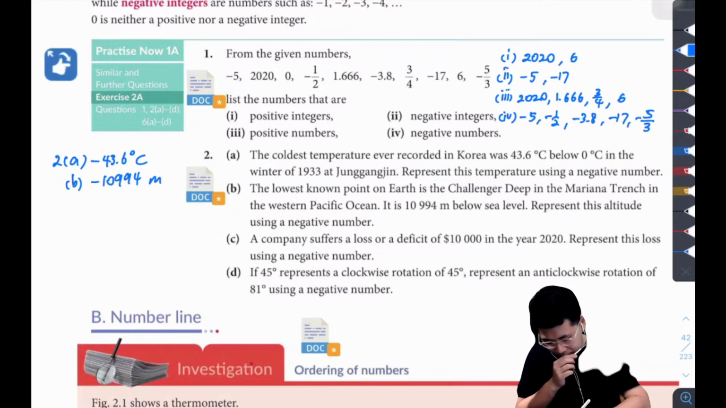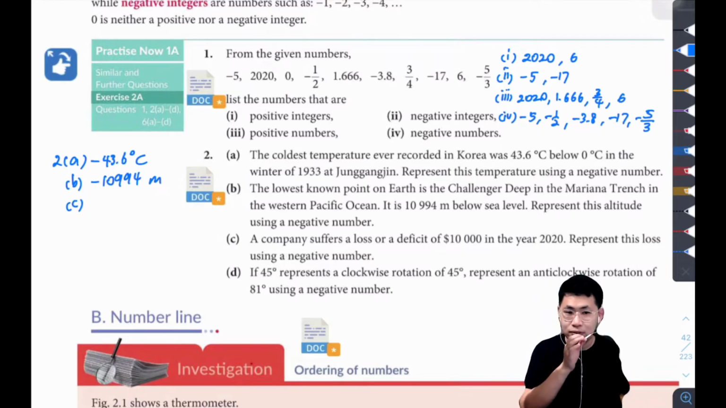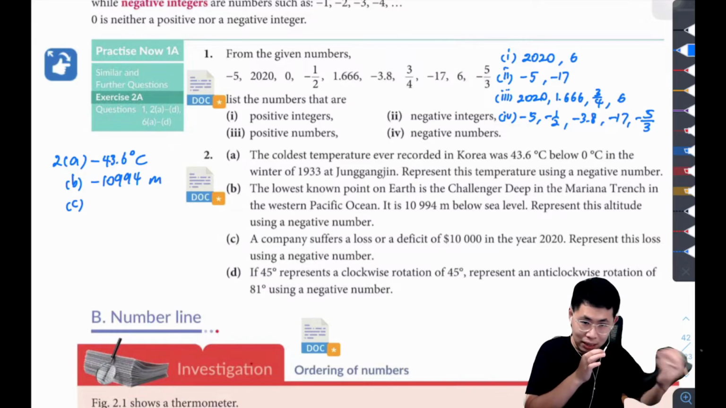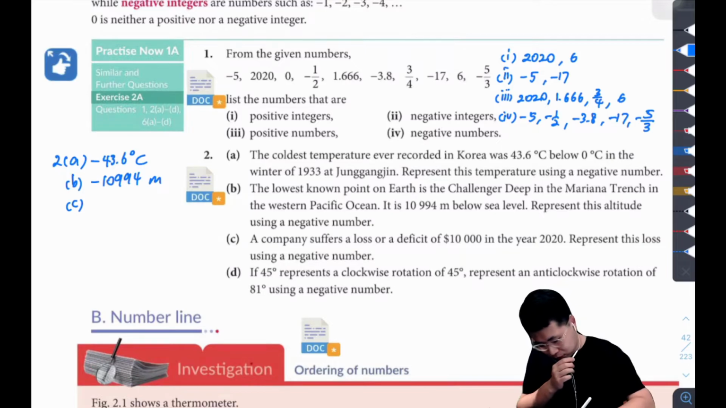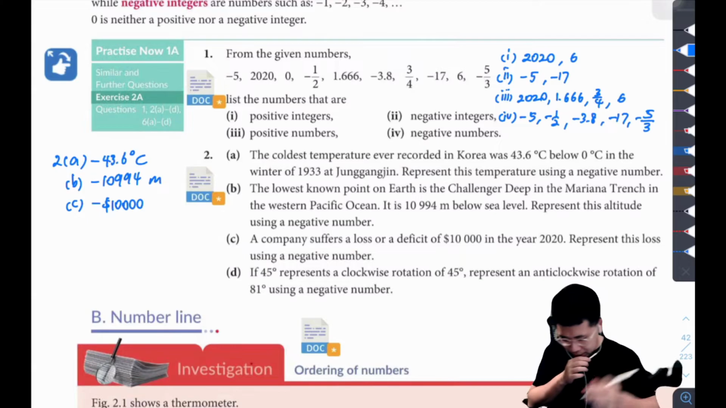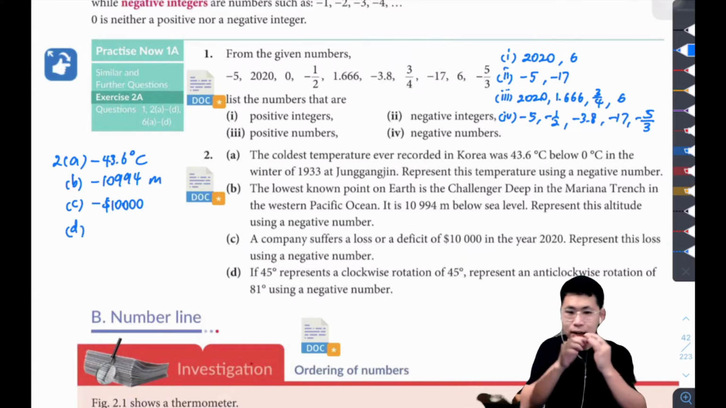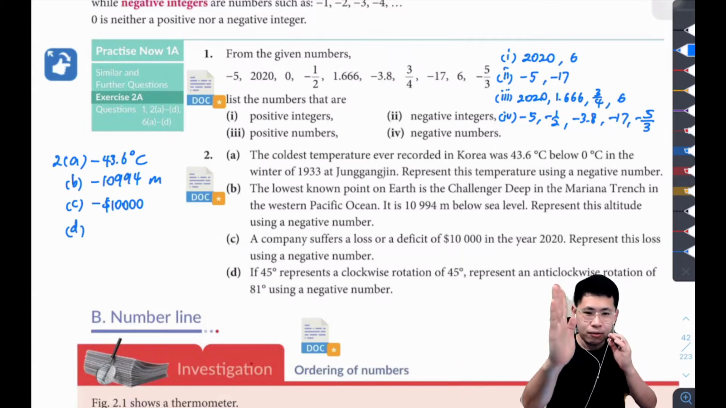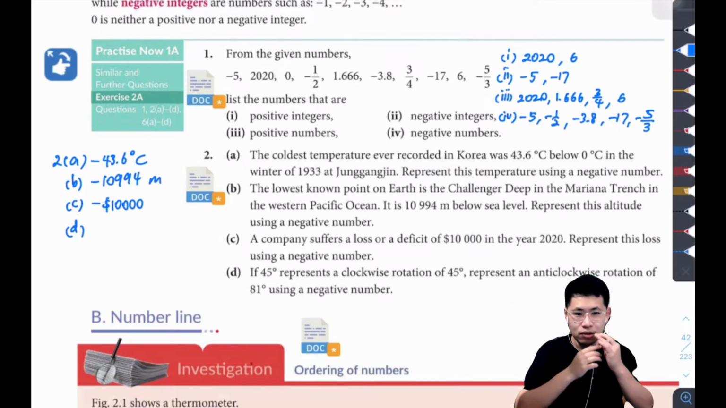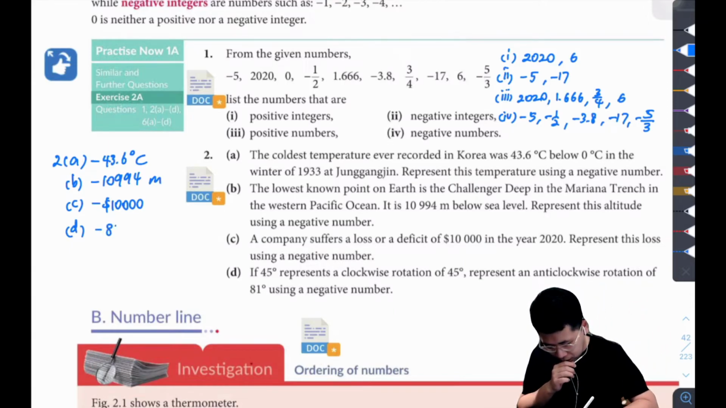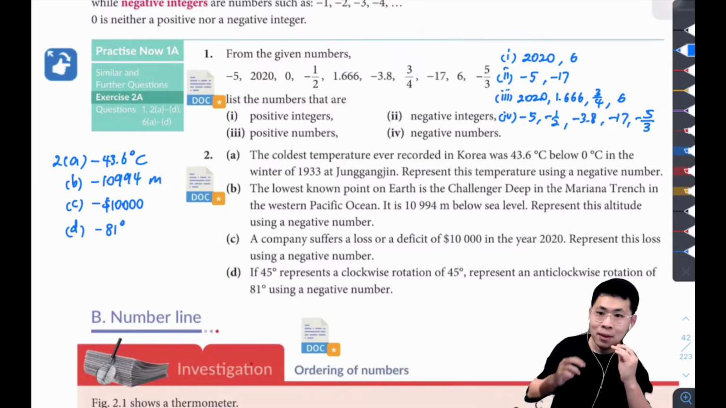Okay, 3. A company suffers a loss or a deficit. So when you have profit, you plus. When you have a loss or when you lose money, you minus. So we call this a negative $10,000, right? Okay, D. If 45 degrees represents a clockwise rotation of 45, so what about an anti-clockwise rotation of 81 degrees? So this would be negative 81 degrees, like that. Okay, alright, so this is how we use our negative numbers.